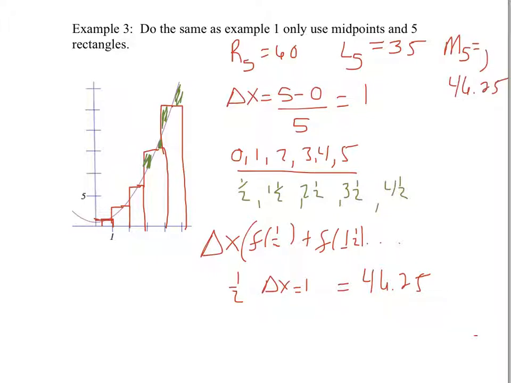And if you notice, we said that this was an overestimate, this was an underestimate, and this is a little more accurate. And I hope you see that that is the average of those two. Again, not perfect, but close.